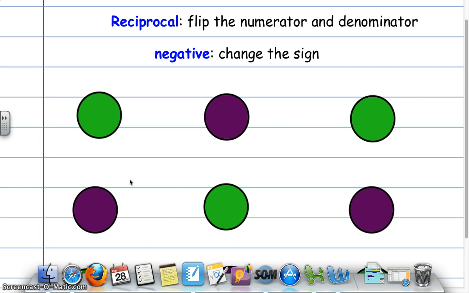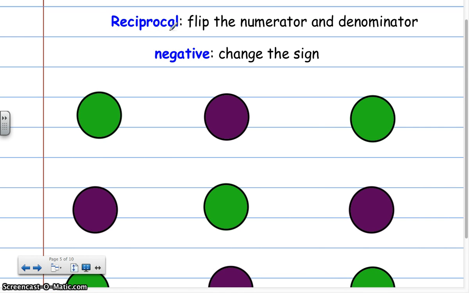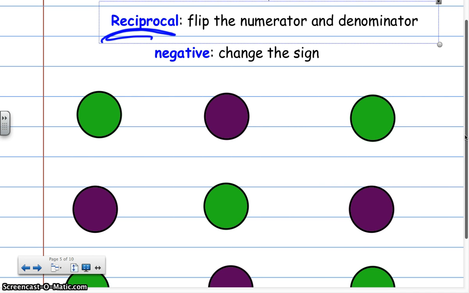All right, just some vocabulary words to remember. I need you to know that reciprocal means that we flip the numerator and denominator. And negative, if I say it's negative, you change the sign. So if it's negative the reciprocal, that means make it the opposite sign and flip it. So we're going to do some examples.